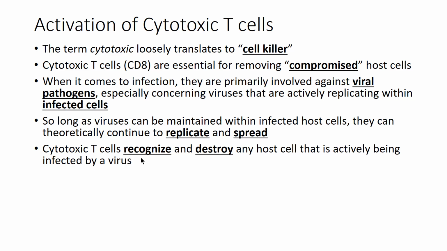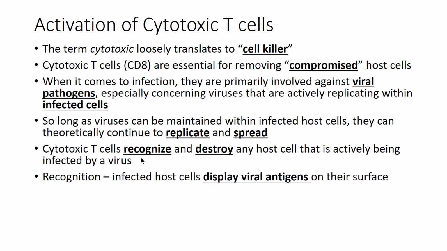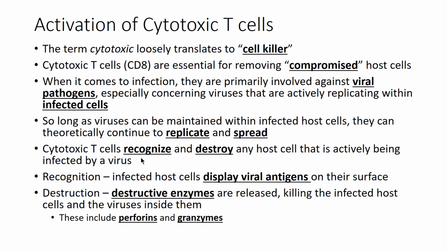Cytotoxic T cells have to be able to recognize and destroy any virally infected host cell, and that is done through the MHC complex proteins, MHC class 1 proteins. As they're sampling antigens from the internal contents, viral antigens will end up being displayed on infected host cells. It's a signaling alarm that tells the body that these cells are compromised.